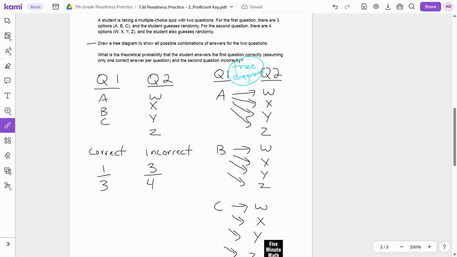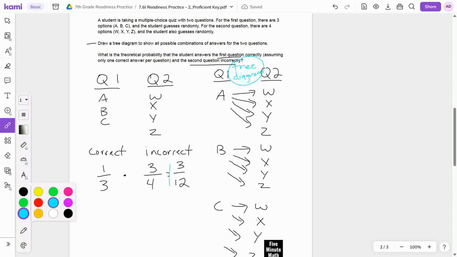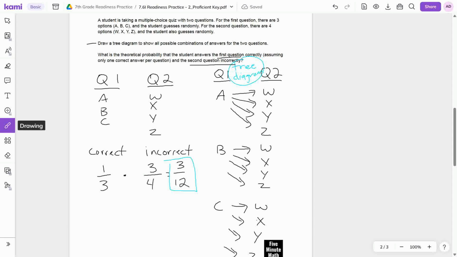So if we want to do first correct, second incorrect, I'm going to take my choices from question 1, my 1/3, my probability, and I'm going to multiply that by my probability of getting the incorrect answer on the next one. So that's going to be 3/12. So if you just multiply straight across, that's going to be our answer on that. Now if we think about it, that makes sense, right? So we could do that with our tree diagram.